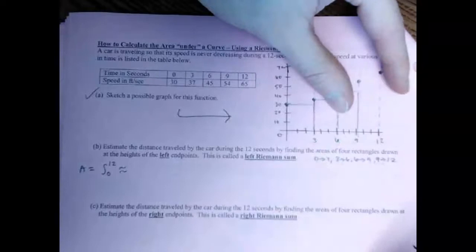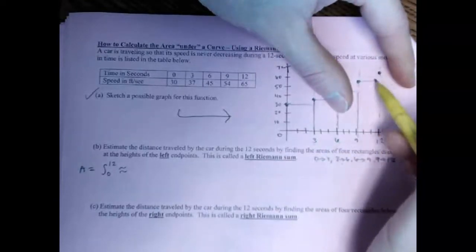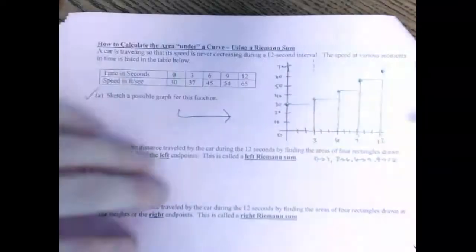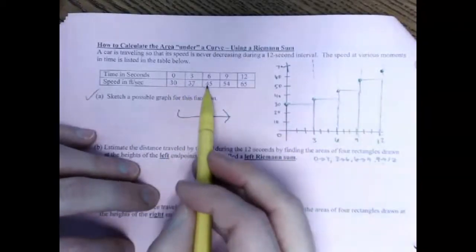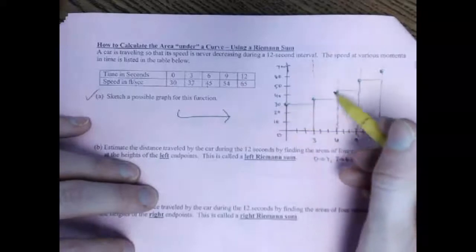And then the last interval is from 9 to 12. 9 would be the left. So here I'm going to come across. So for each one of those little regions, remember, I don't know what this curve looks like. It's not linear because that goes up 7, then it goes up 8. It's not going up the same, so it's not linear. So I don't really know what this curve is.